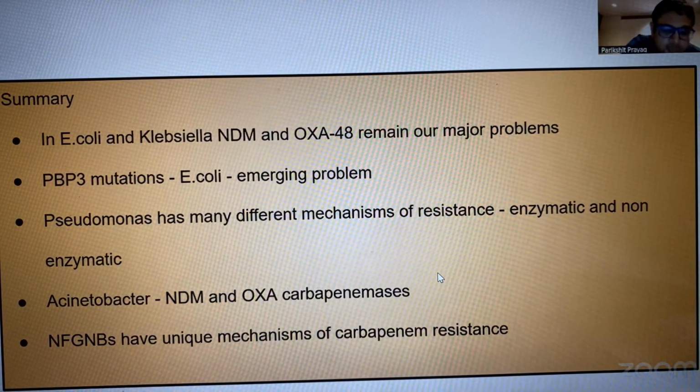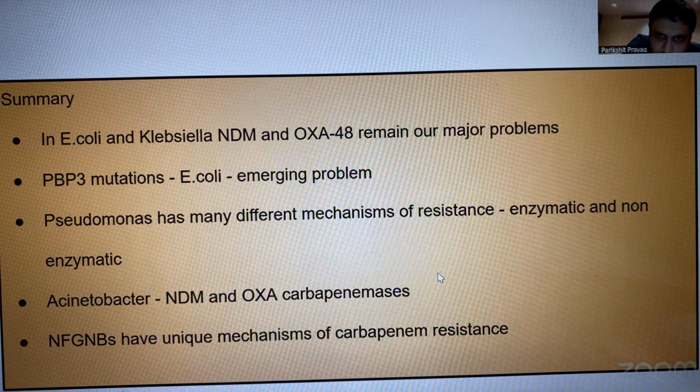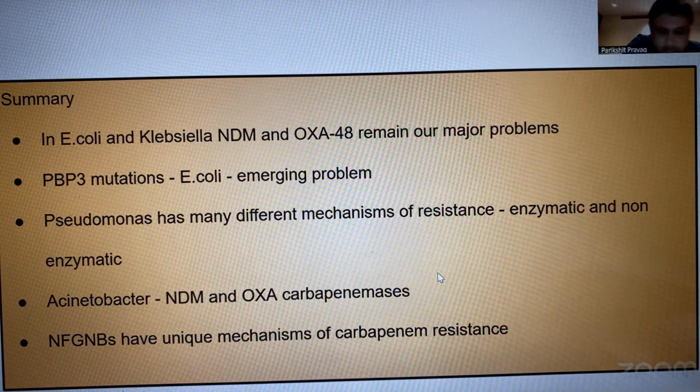Even if you look at carbapenem resistance, you have KPC as a class A enzyme, you have class B, NDM, VIM and IMP, and you have efflux and porin-mediated resistance as well. So Pseudomonas isolates have varied mechanisms. Some of them are enzymatic, some of them are non-enzymatic. In Acinetobacter, usually in our settings, NDM and OXA carbapenemases are the problem.